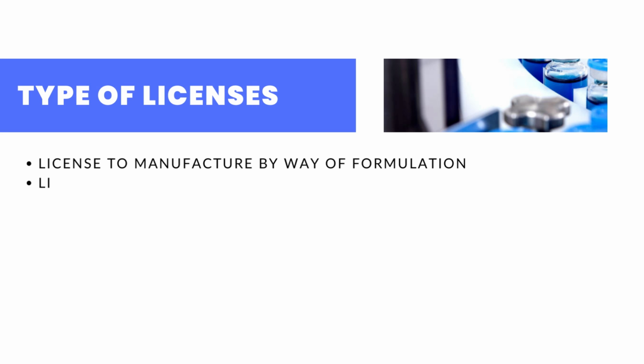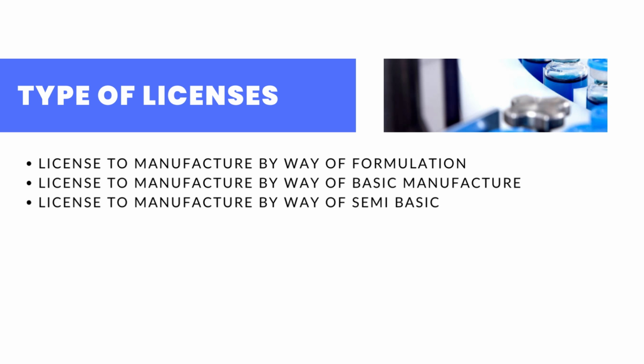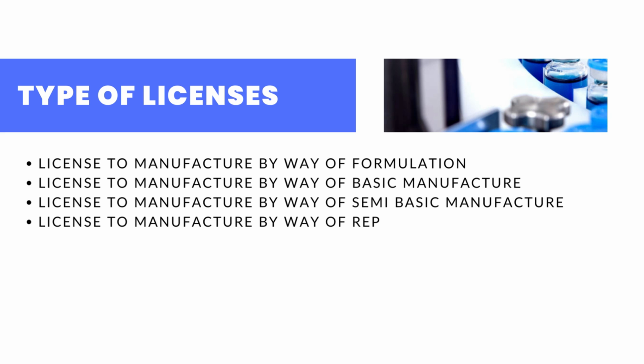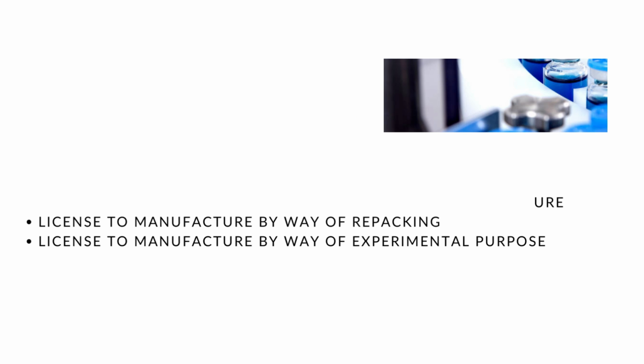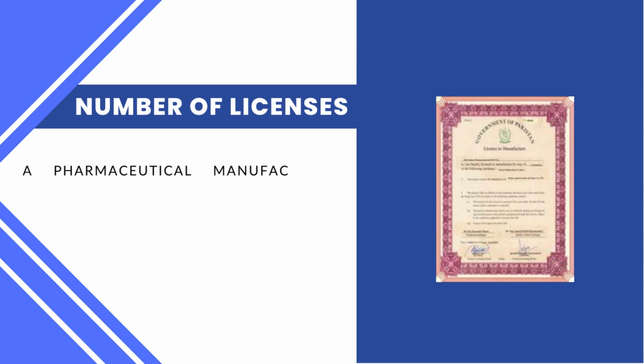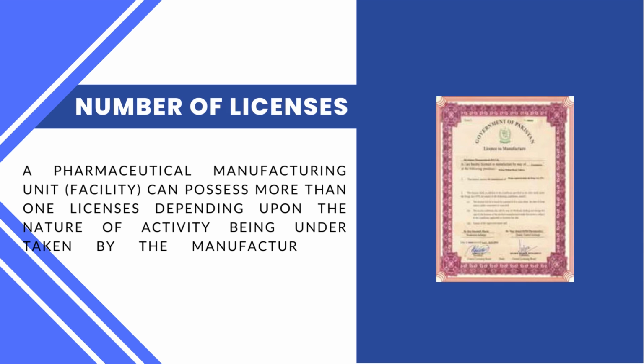License to manufacture by way of formulation. License to manufacture by way of basic manufacture. License to manufacture by way of semi-basic manufacture. License to manufacture by way of repacking. License to manufacture by way of experimental purpose. A pharmaceutical manufacturing unit can possess more than one license depending upon the nature of activity being undertaken by the manufacturer.